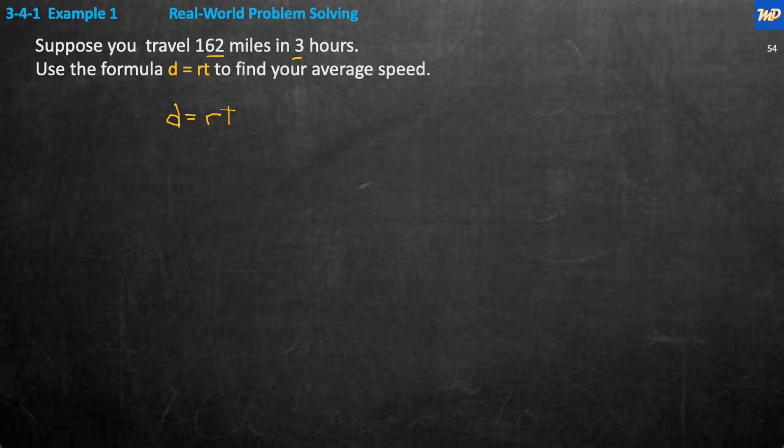Well, we multiply R by the reciprocal of its coefficient. And the coefficient is T. So what we're going to do is we're going to multiply both sides by 1 over T. 1 over T on this side times D is equal to R times T times 1 over T. And when we do that, the T on this side and the T on this side cancel out.